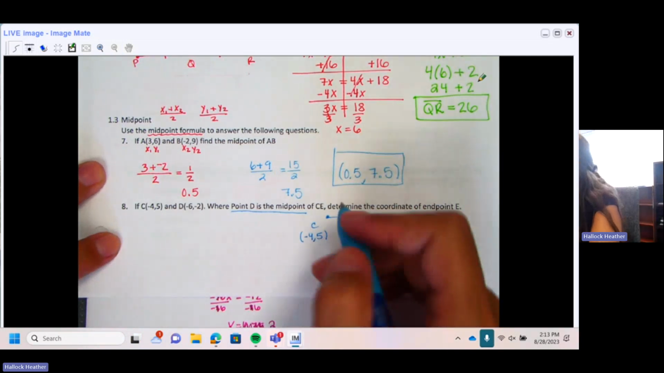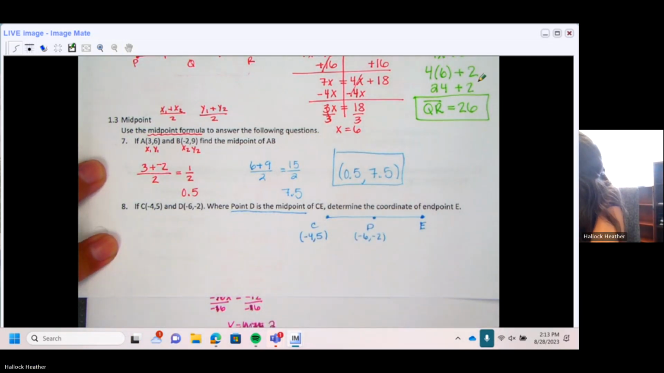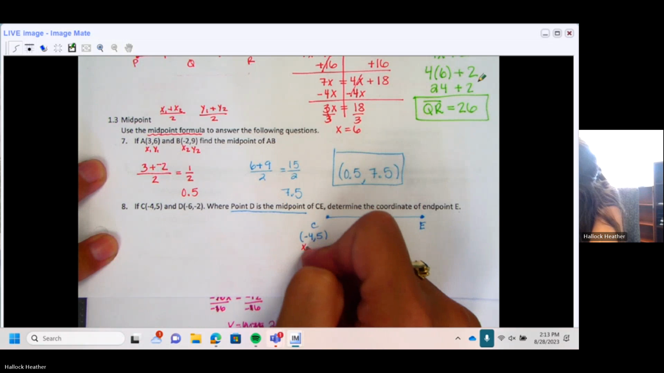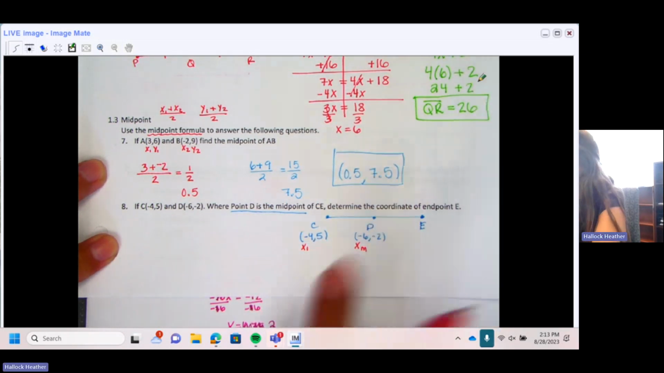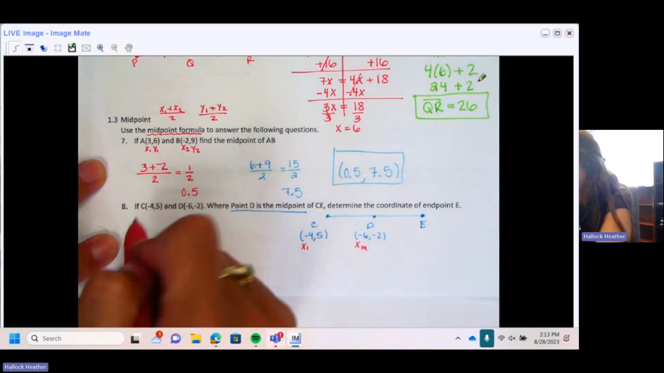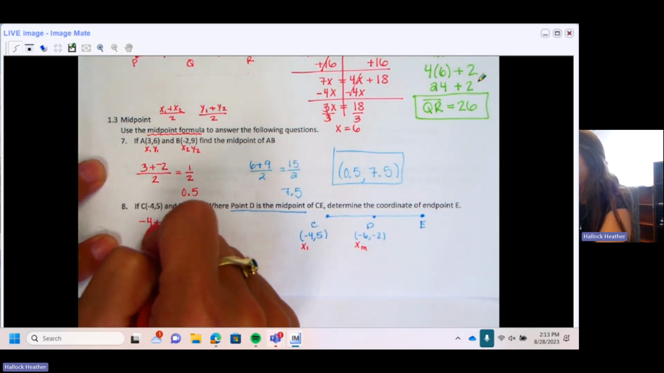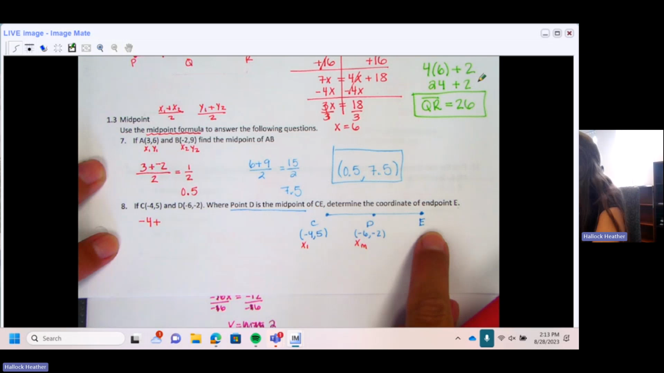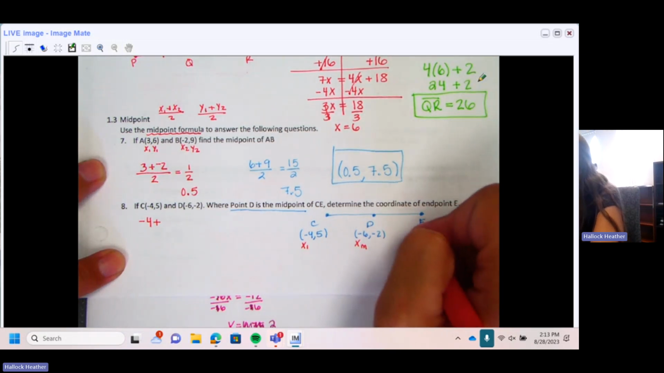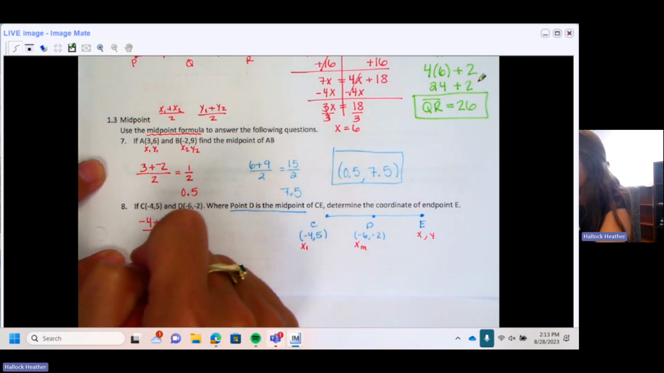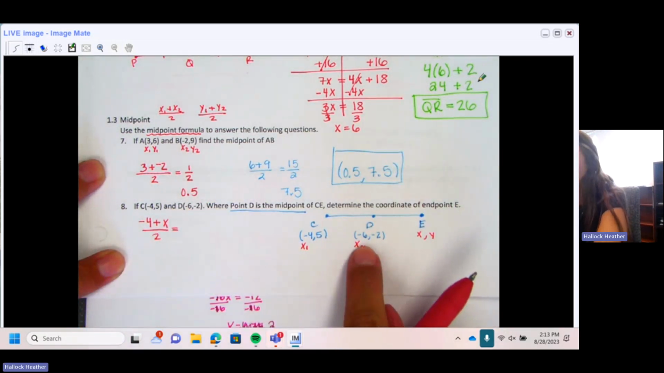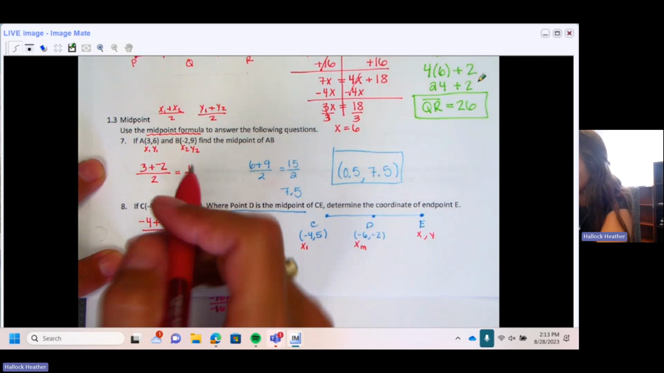So I'm going to label this x sub 1. This is x sub m. So we're taking this, negative 4. We are adding our other endpoint. We don't know what it is, so I'm just going to call this x, y. So negative 4 plus x, divide by 2. I know what it's equal to. I know where I'm at in the middle, which is -6.